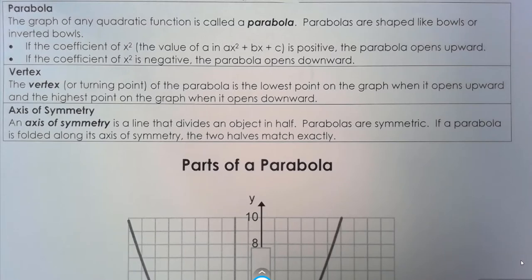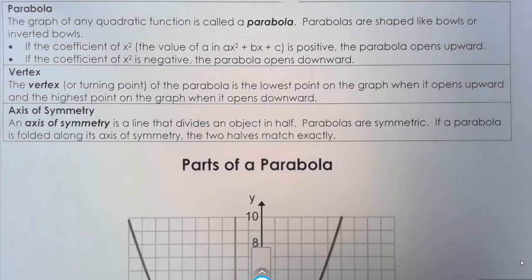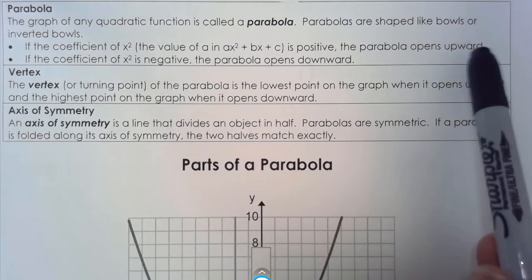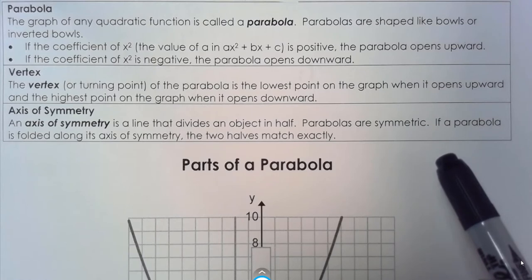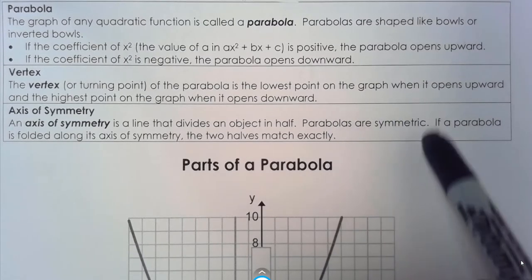But before we start, we know that a quadratic equation has the highest degree of 2, or the degree of the variable x is 2. And the graph of any quadratic function is called a parabola. Parabolas are shaped like bowls or inverted bowls, and a parabola can open upward or it can open downward.